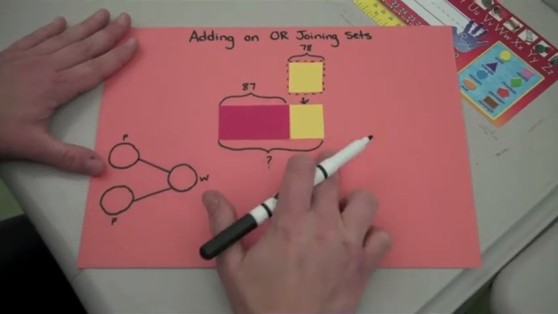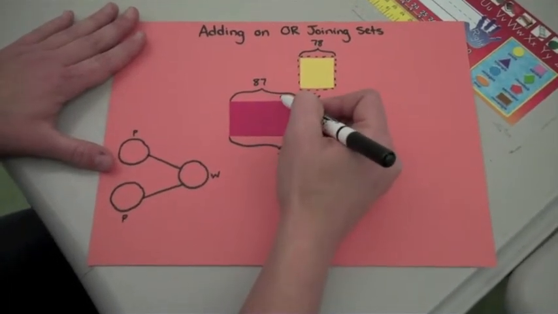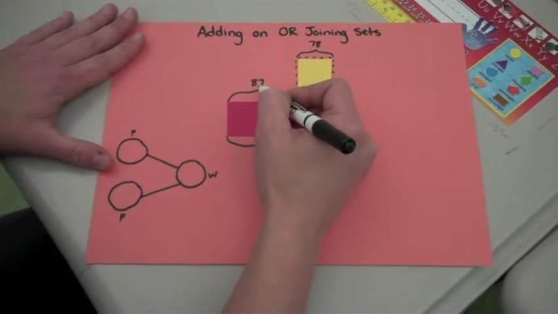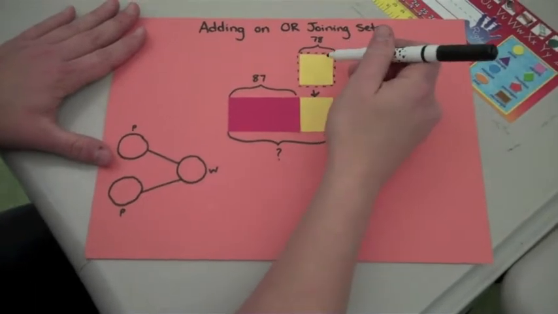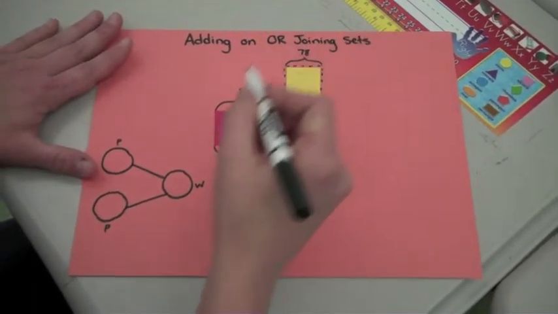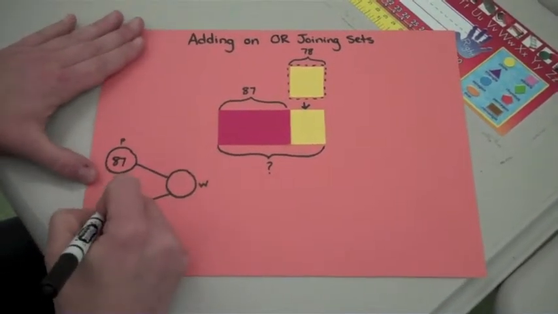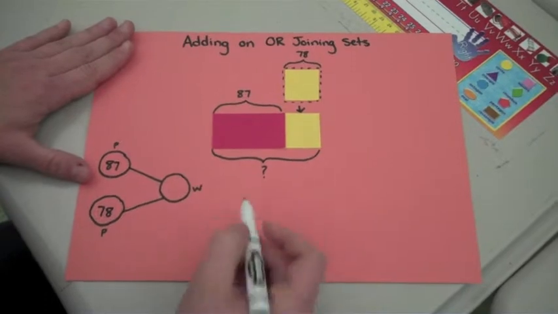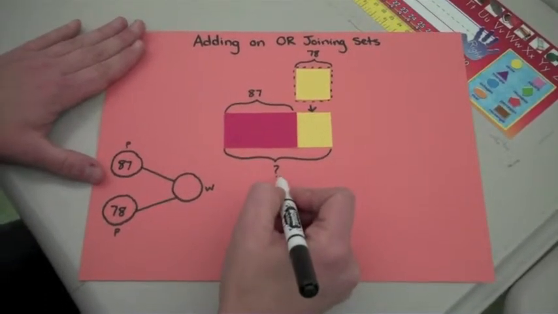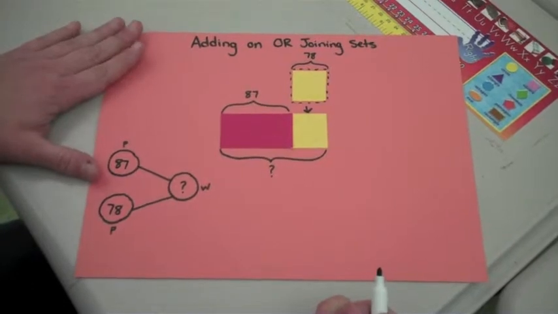Again, when you're looking at the bar model, you'll notice that there are two different sets. So you have 87 as a set, or a part, and 78 as a set, or a part. So I'm going to write 87 in the first part, and 78 in the second part. And I don't know how much that equals, so I'm going to put a question mark in the whole.